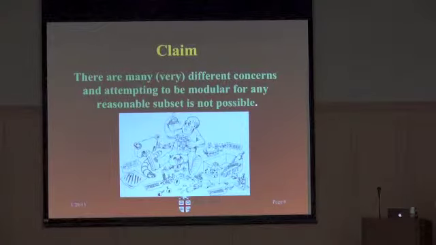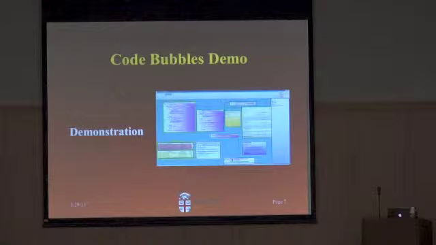So just like motherhood and apple pie, modularity is all about how you achieve it. To demonstrate this, I want to take a few examples from the work I've done over the past few years and show you the modularity problems I've been having here. So the first one's going to be a bit complex, but hopefully you'll understand the problem by the time I'm done. And that's Code Bubbles.